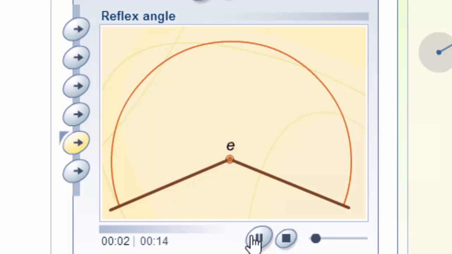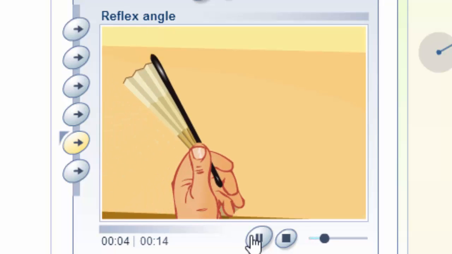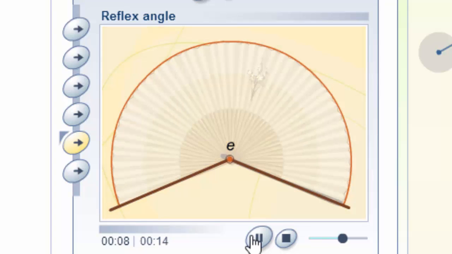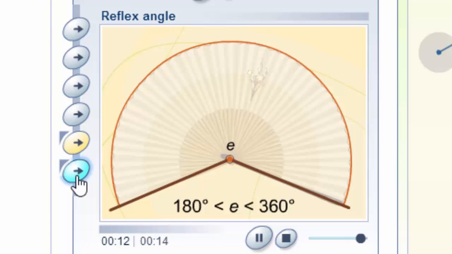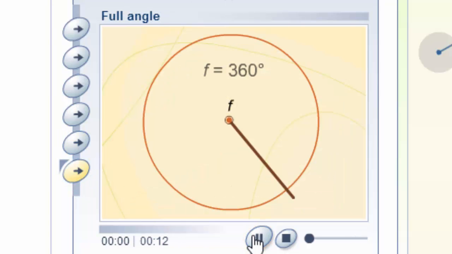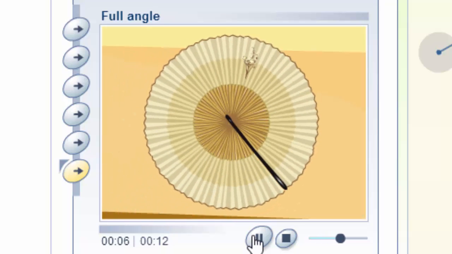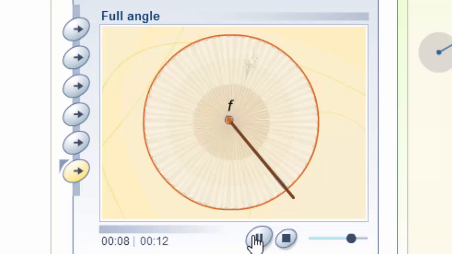A folding fan may be used when making a reflex angle. A reflex angle is an angle that is more than 180 degrees, but less than 360 degrees. A folding fan may be used when making a full angle. A full angle is an angle that is exactly equal to 360 degrees.